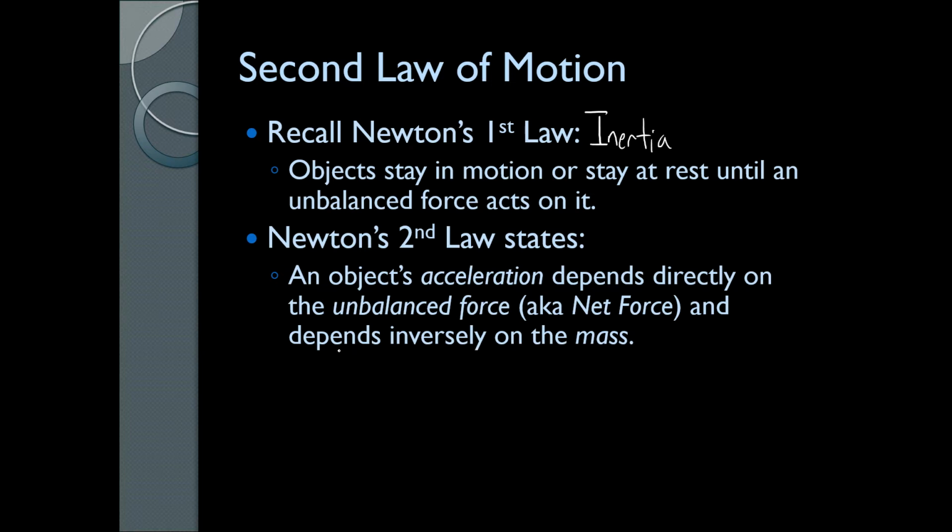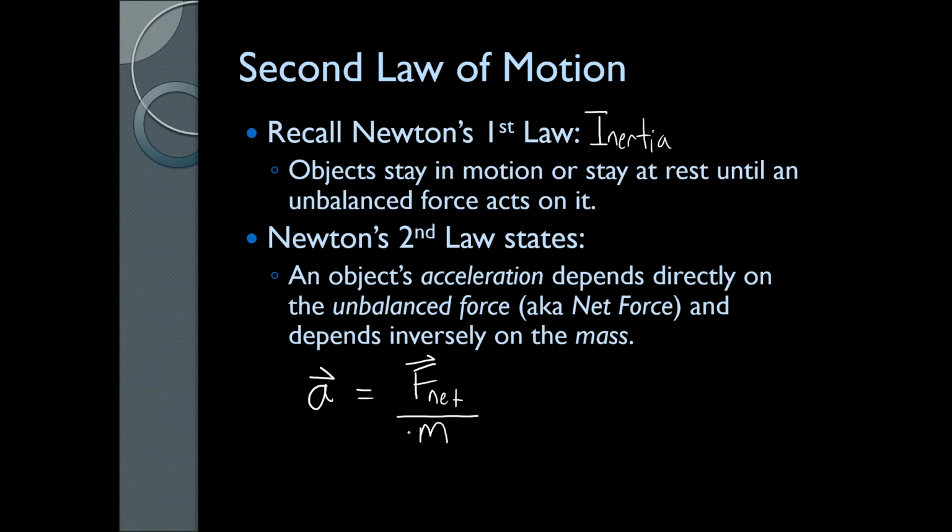Now, mathematically, Newton's second law can be expressed as follows. Acceleration is equivalent to whatever the net force is, and force is a vector, divided by the mass. So here it shows that the acceleration, A, is directly related to the net force. So if net force gets bigger, A gets bigger. And it depends inversely on the mass, which means that the smaller the mass, the more it'll accelerate. The heavier the mass, the slower it'll accelerate, which kind of goes along with our inertial law from the other day.